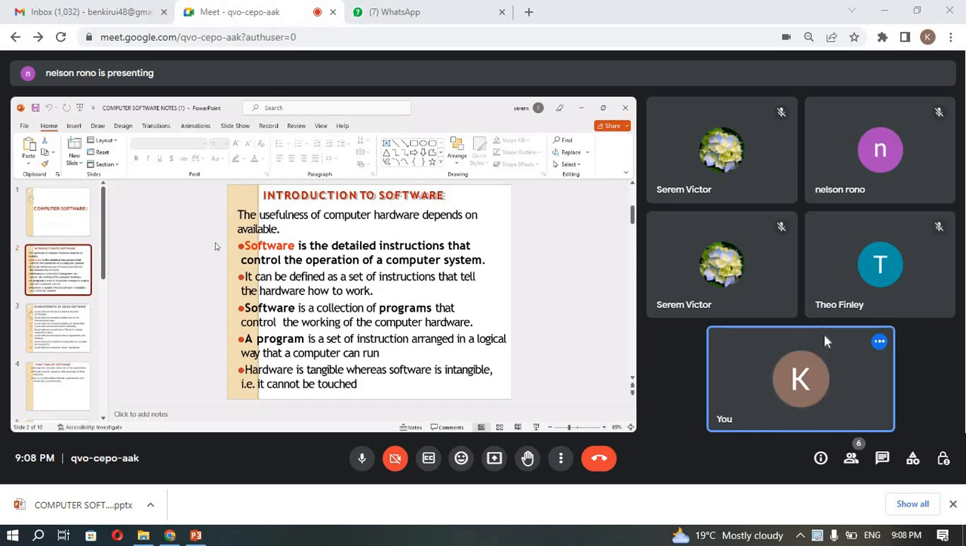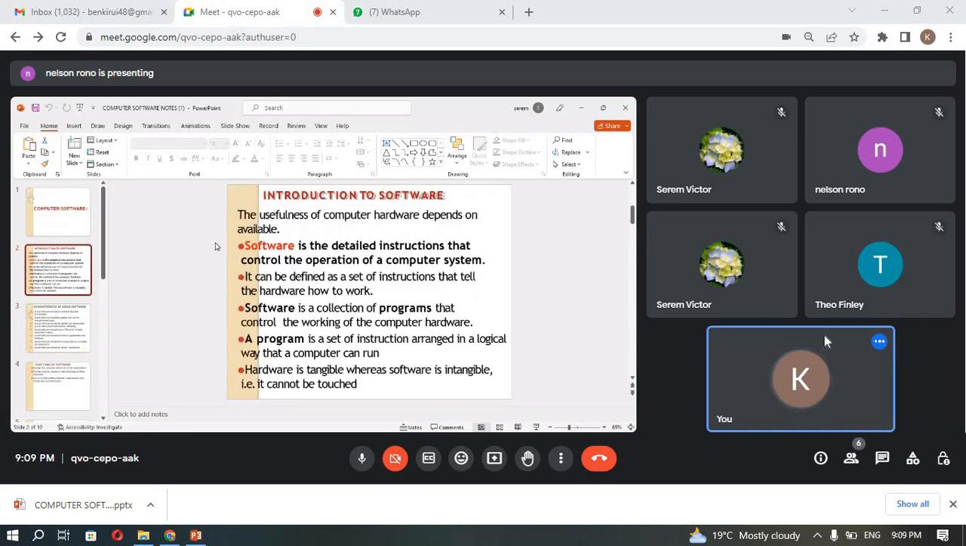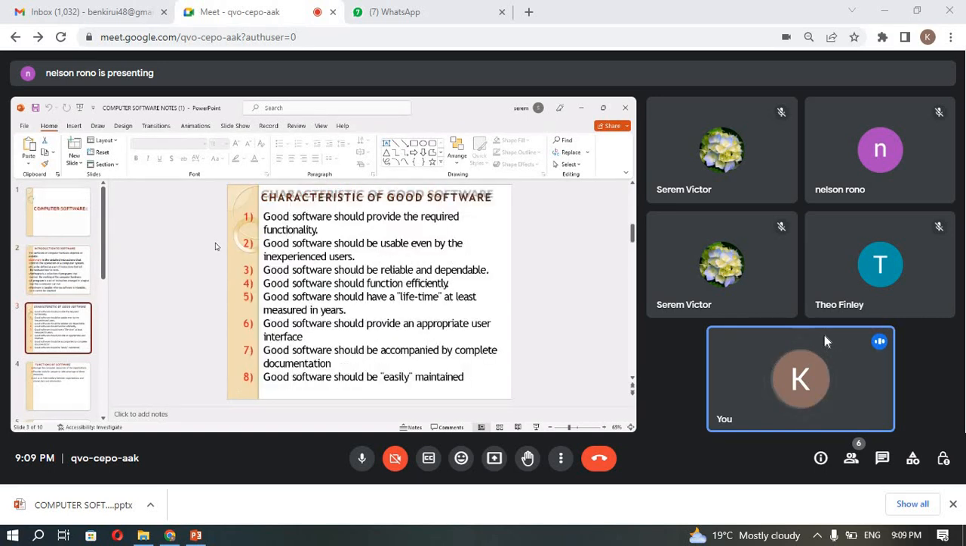Another definition, it can be defined as a set of instructions that tells the computer how to do or what to do. Software is a collection of programs that control the working of the computer hardware. It is also defined as a program arranged in a logical way that a computer can run. Hardware is tangible, whereas software is intangible. So as you see, software is intangible while hardware is tangible.